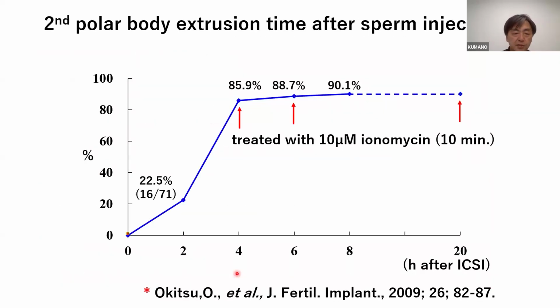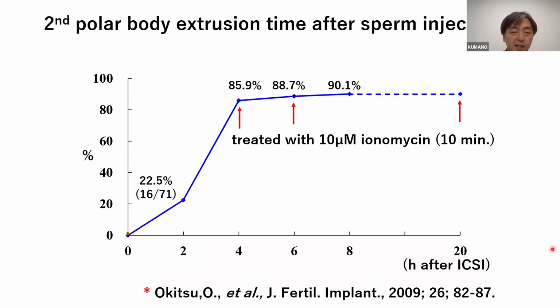First, I observed the second polar body extrusion time every 2 hours after sperm injection. We performed this study about 15 years ago. At that time, no time-lapse was equipped in any ART lab, so we observed very manually every 2 hours.